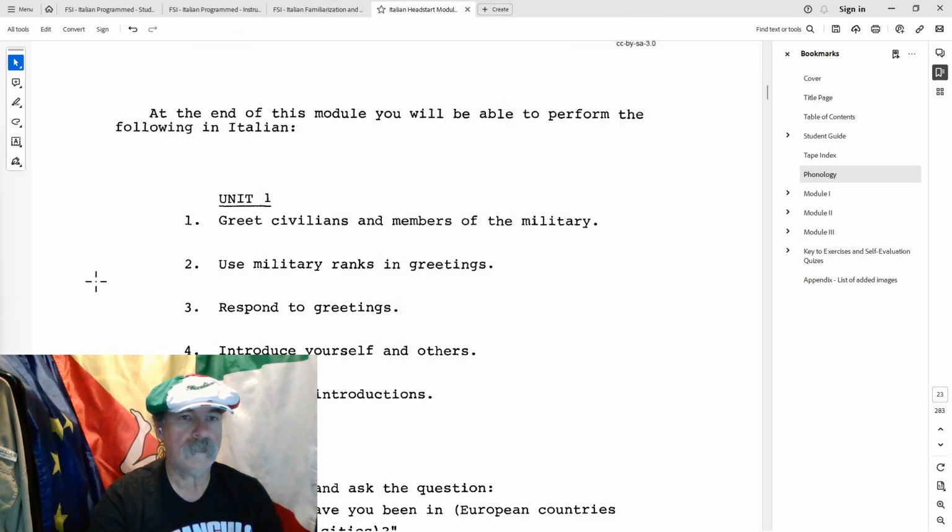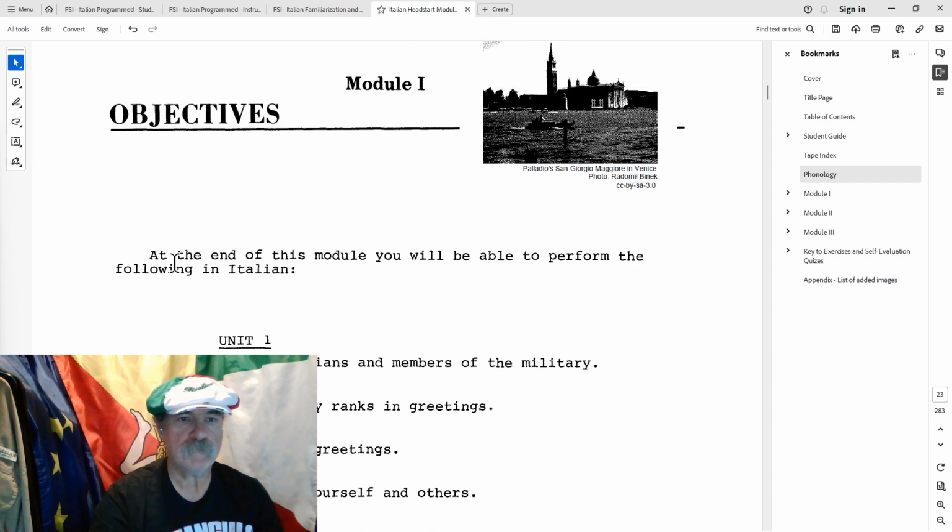The Italian alphabet consists of 21 letters. Many of the letters in Italian are similar in pronunciation to those in English. Maybe I want tape 2. Italian Head Start, Tape 1, Side 2.